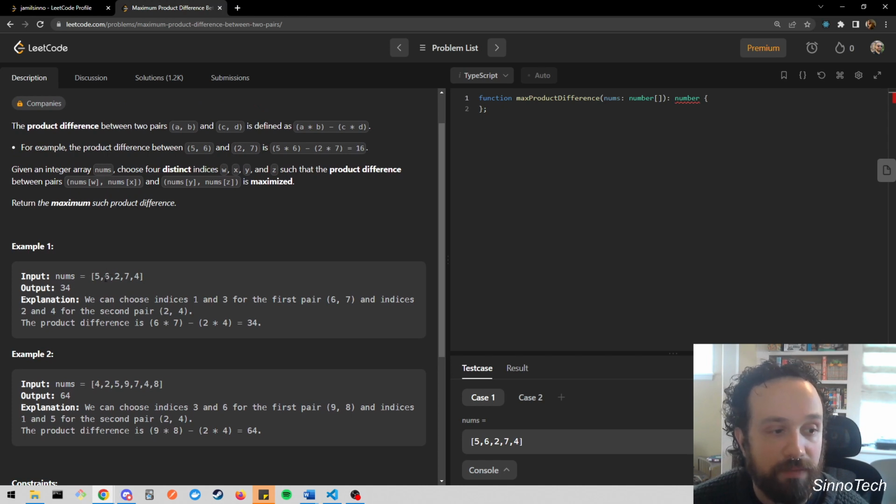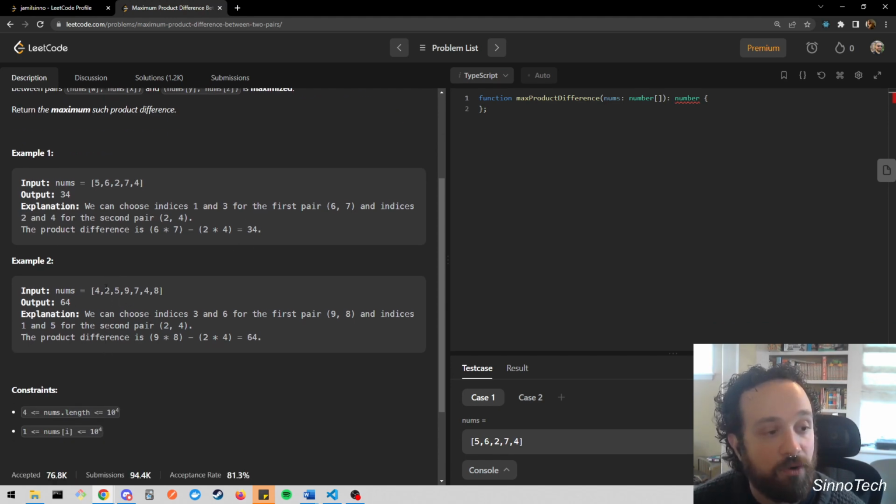We are given an input, which is going to be an array of numbers. So we have the array of numbers 5, 6, 2, 7, and 4. And our output is 34. So how did we get to that, right? Basically, we chose indices 1 and 3, which is 6 and 7, okay, to make the first pair, 6 and 7, and indices 2 and 4 to make the second pair, 2 and 4. And the difference is 6 times 7 minus 2 times 4, which equals 34. 6 times 7 is 42, 2 times 4 is 8, and then 42 minus 8 gives you 34. And that's how we come to that.